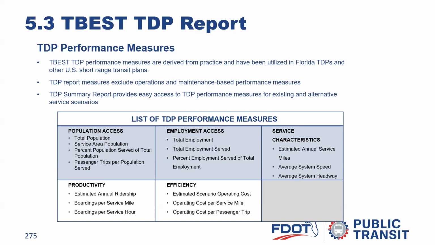And they came up with this list of TDP performance measures to exclude operations and maintenance-based performance measures, easy to access TDP performance measures for existing and alternative scenarios. So we want to be able to see at a very high level, basically at the system level, our population access, employment access, service characteristics, productivity, and efficiency. What this reporting allows you to do is categorize each one of these performance goals, these categories and goal areas, and then compare them side by side.